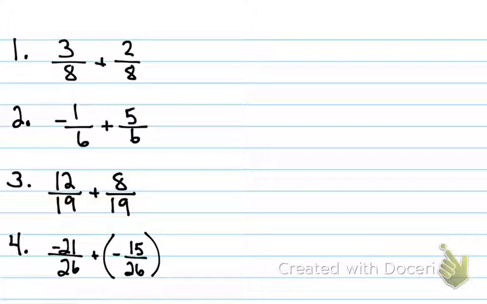All right, number 1, it's pretty straightforward. 3/8 plus 2/8. I do just check real quick. Same denominator, yes. So I only add the numerators. Remember, the denominator just gets brought over.